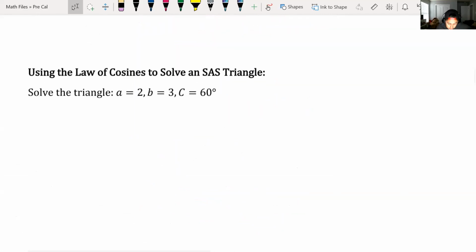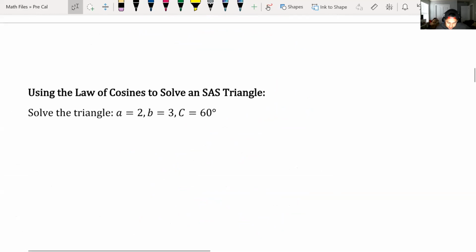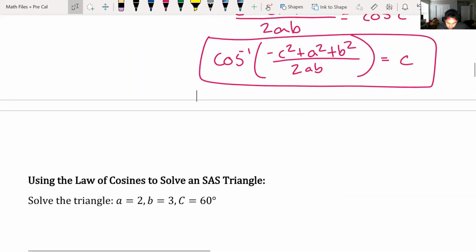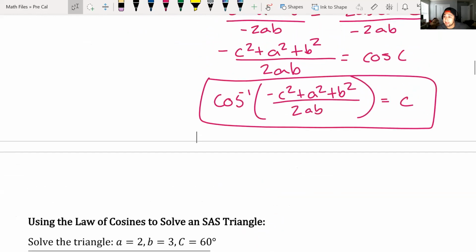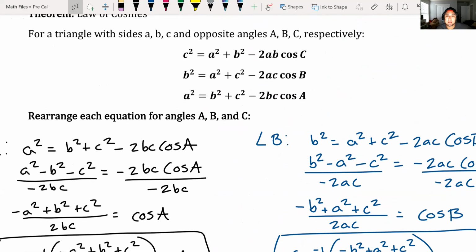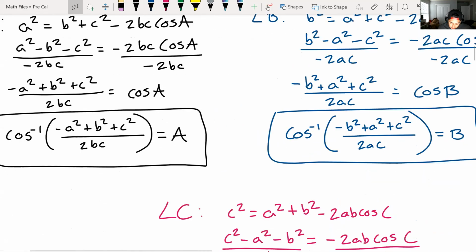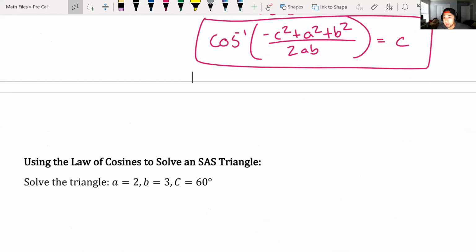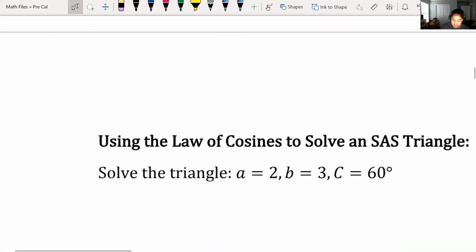So solve the triangle A equals 2, B equals 3, C equals 60 degrees. Let's see what we have enough information for. Do we have enough information to find side C? Side C needs sides A, B, and angle C. So we have A, B, and angle C. This means that we can go ahead and solve for side C first.